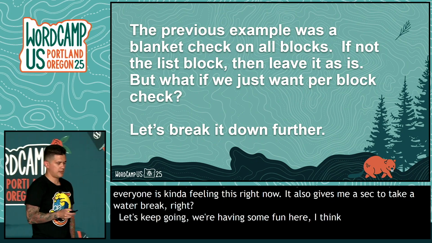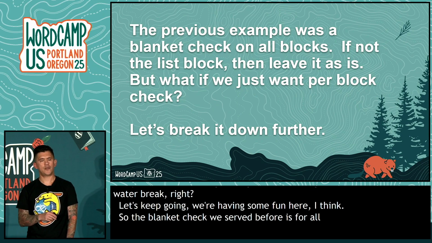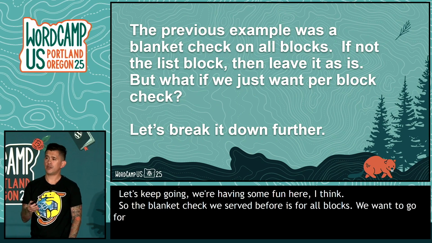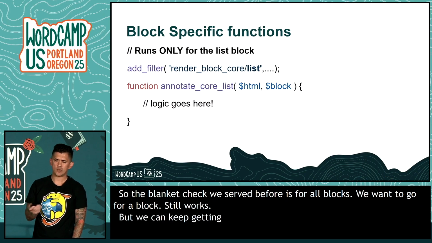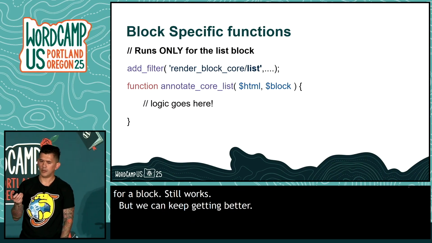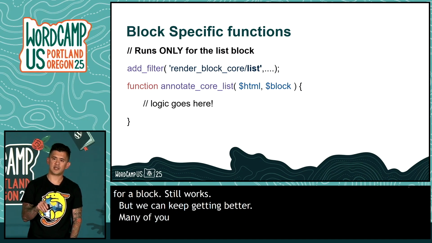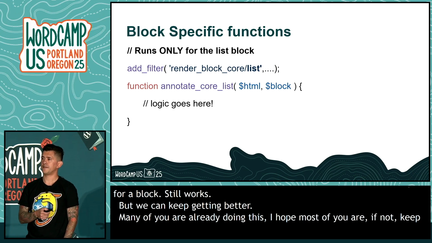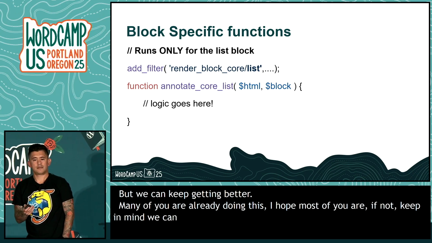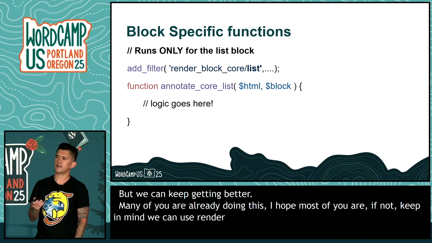So the blanket check we showed before was for all blocks, right? We want to go for a block. It still works, but we'll keep getting better. Now, I don't know who's already doing this. I hope most of you are. If not, keep in mind that we can now target just the list block with render_block_core and then append the block name. So here, we're not just targeting it specifically, but now every instance of it.